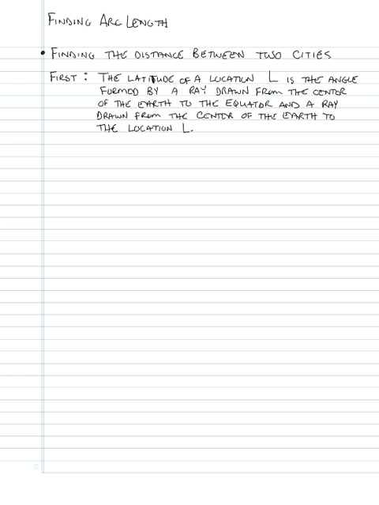We're going to look at an application problem here and find the distance between 2 cities on Earth, where one is directly north of the other. But first we have to understand what latitude is a little bit. So the latitude of a location L on the Earth is the angle that is formed by a ray drawn from the center of the Earth to the equator, and then also a ray drawn from the center of the Earth to that location L.